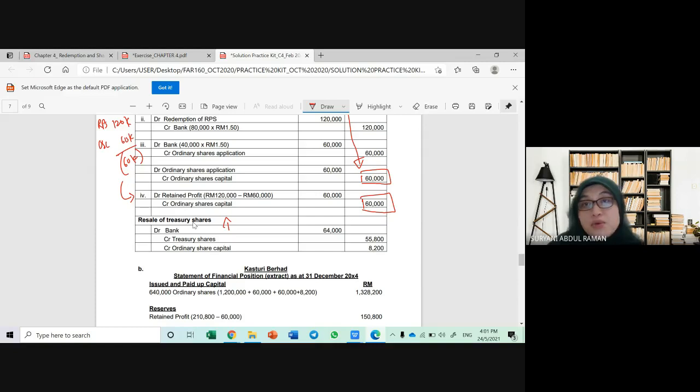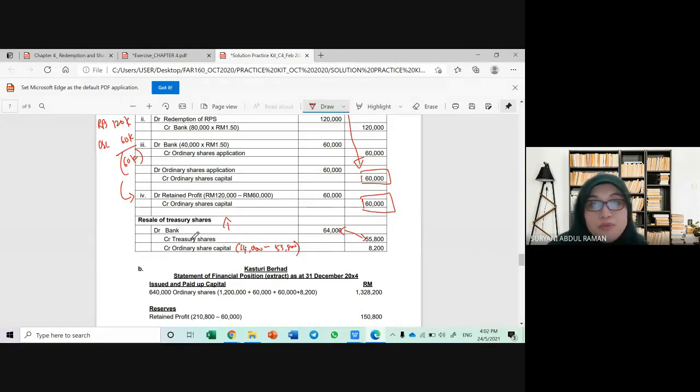So this time you have to credit it back, and you can see that there is a difference between these two values. This is the cost and this is the selling price. So you are selling at a greater value. So the difference is called a profit on resale of treasury shares. So the profit will be transferred to the ordinary share capital account. This is the difference between the sale value 64,000 and the cost value 55,800 ringgit.